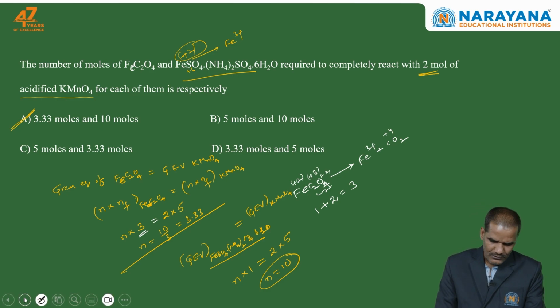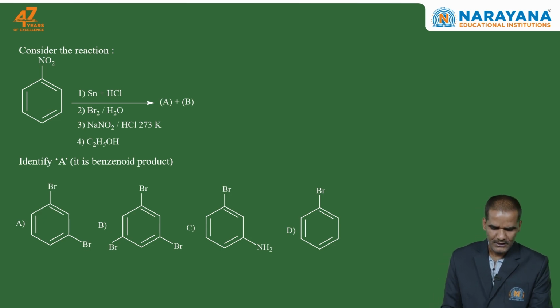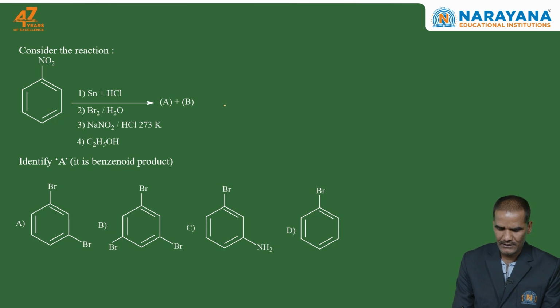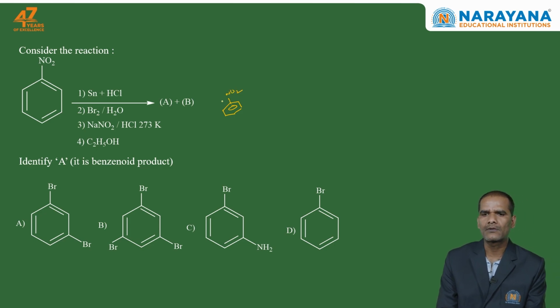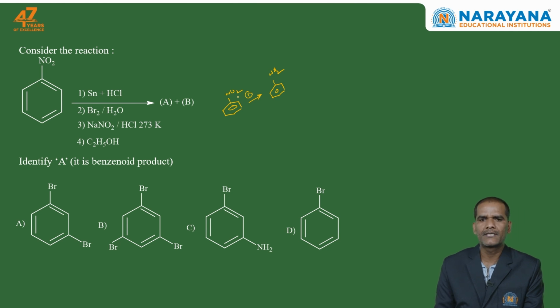Next we will see another question, an organic question from the topic nitrogen containing compounds. Here, nitrobenzene undergoes several reactions. First, nitrobenzene is treated with tin and HCl, which acts as a reducing agent and can reduce the nitro group to an NH2 group. Here nitrobenzene is converted to aniline, and this is the first step.